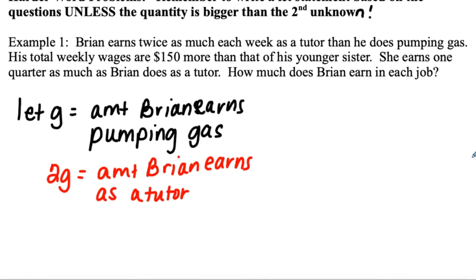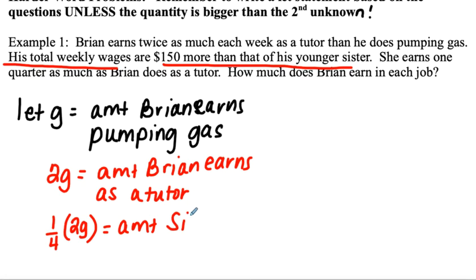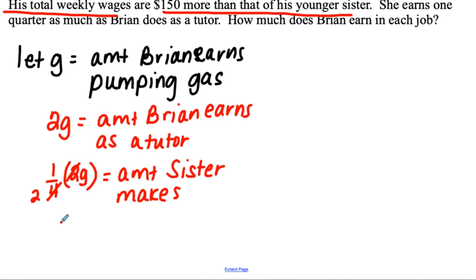Okay, so his total weekly wages are $150 more than that of his sister. So I'm actually going to write my equation based on that, but I need the sister. She earns 1/4 as much as Brian does as a tutor. So 1/4 of 2G would be the amount the sister makes. Now I'm going to simplify that. 2 goes into 4 2 times, so I get 1/2 of G. That would be how much the sister makes.